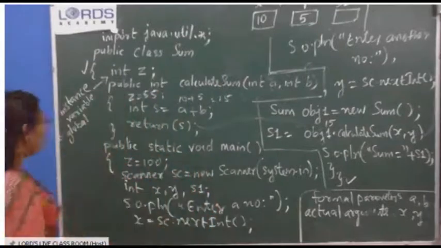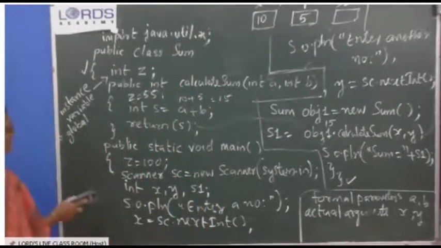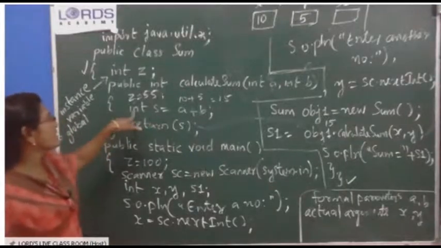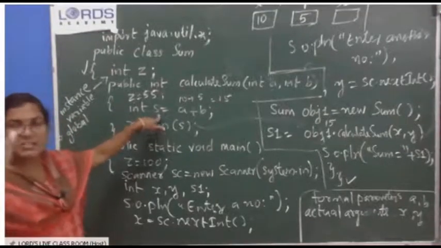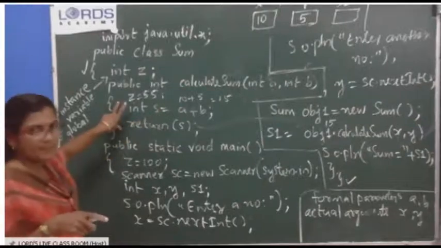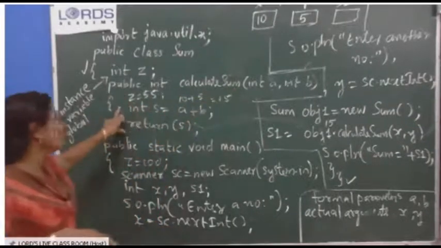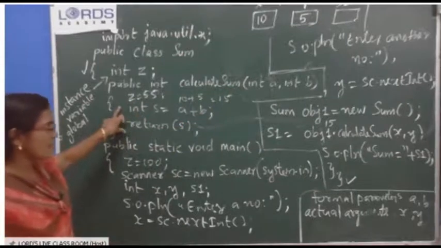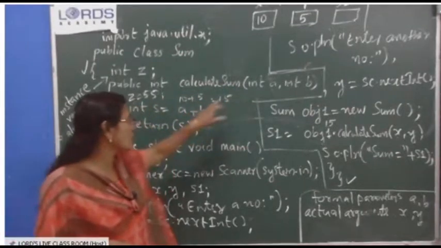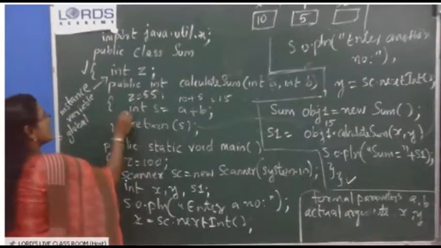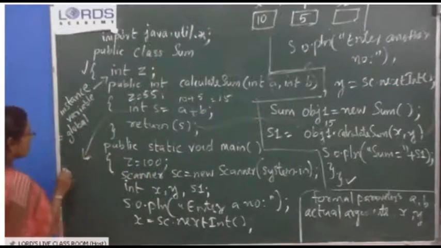Now, here you can see int s. Int s is a special variable declared within this method. Only this function knows about the variable s. When this function is called, only then will this variable s be created. s is known as a local variable.